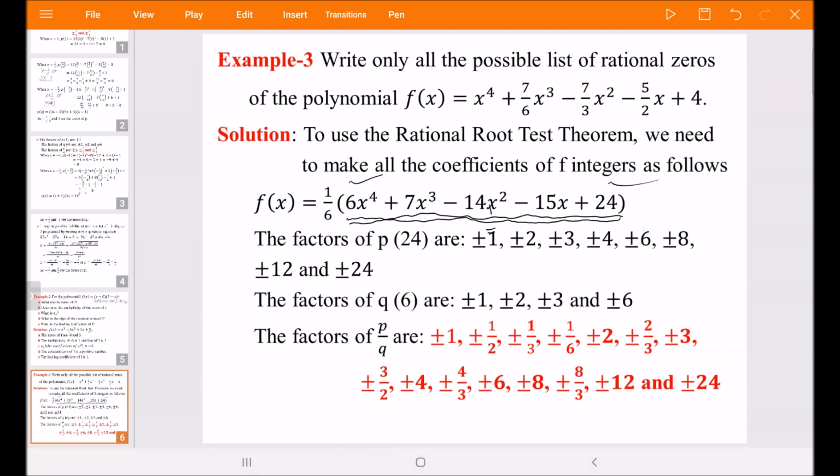6 over 1 is 6, so plus or minus 6. 6 over 2 is 3. 6 over 3 is 2. 6 over 6 is 1. All are mentioned, so no need of repeating them.